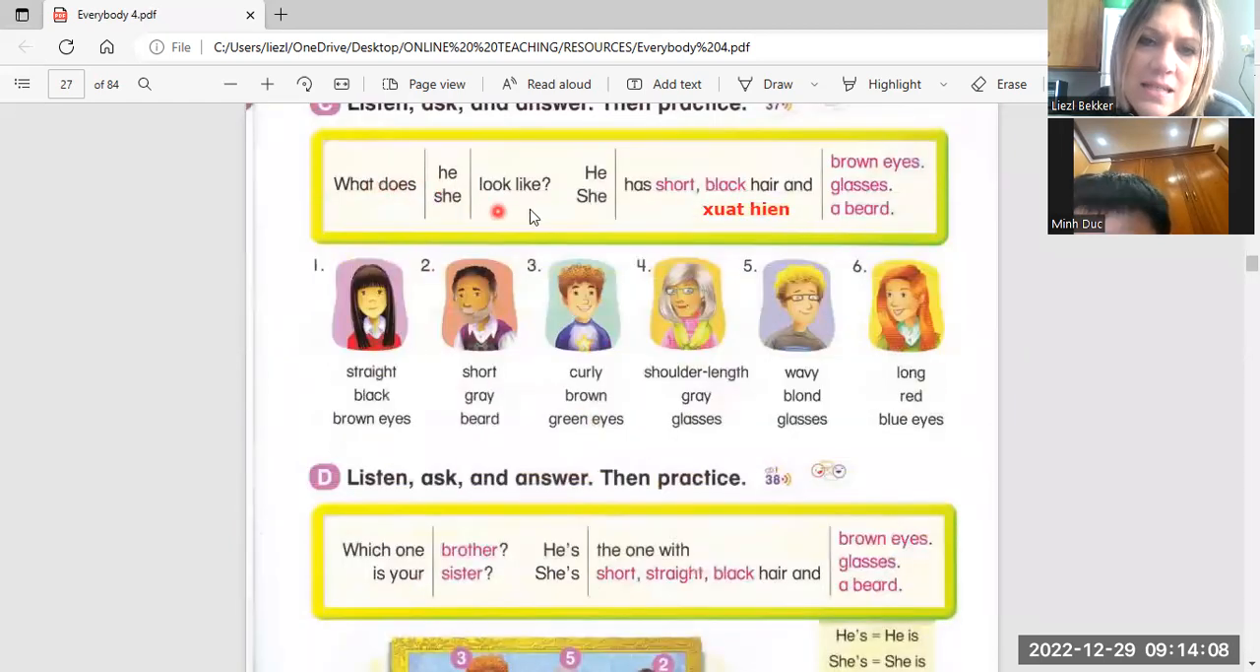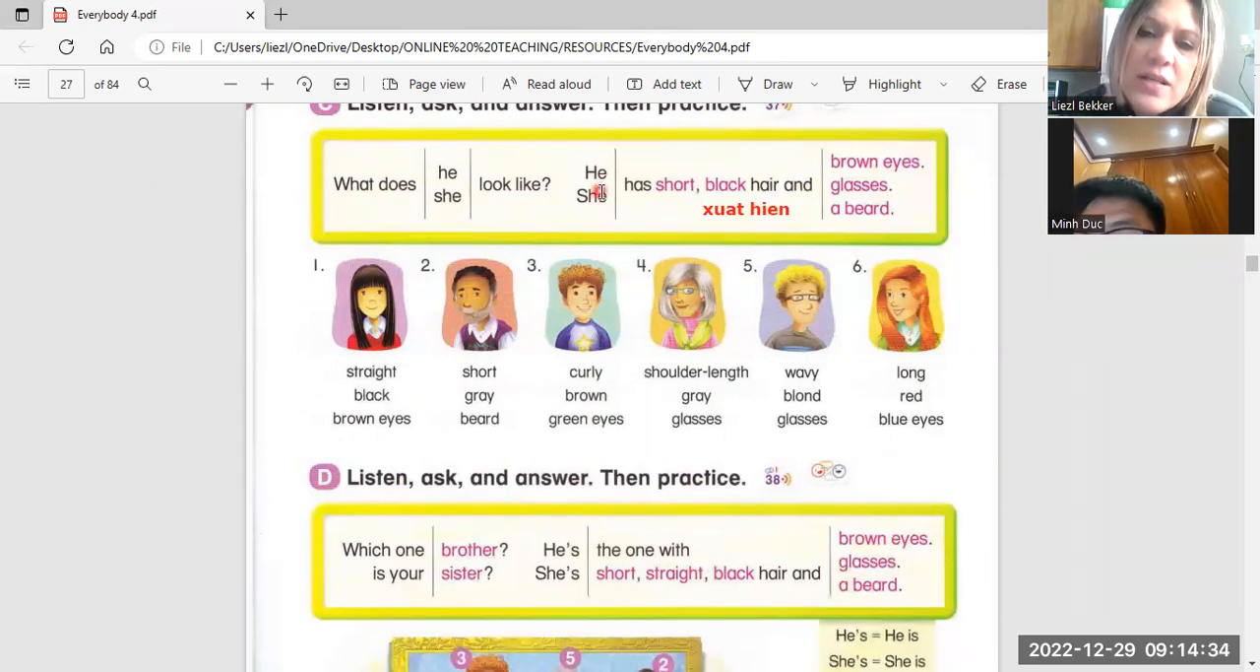What does he look like? What does she look like? So I would say to you, what does your mother look like? What does your friend look like? What does your father look like? Or you would say, teacher, my father is 40 years old. Then I would say, oh, what does he look like? Okay. Yes.